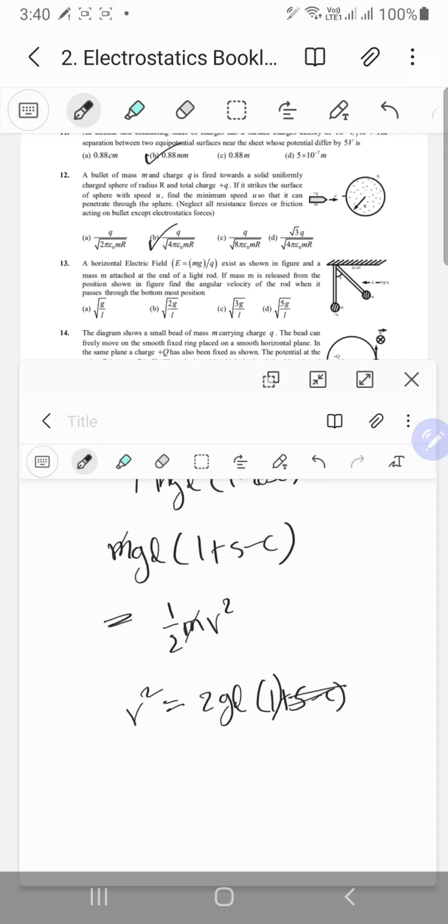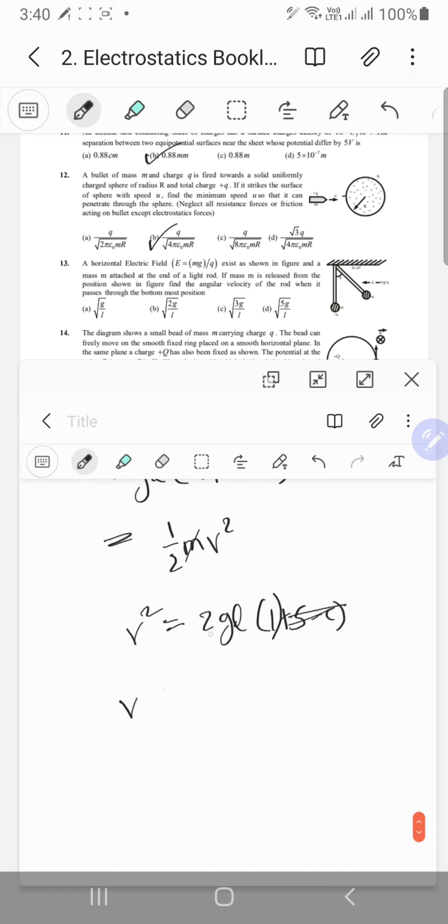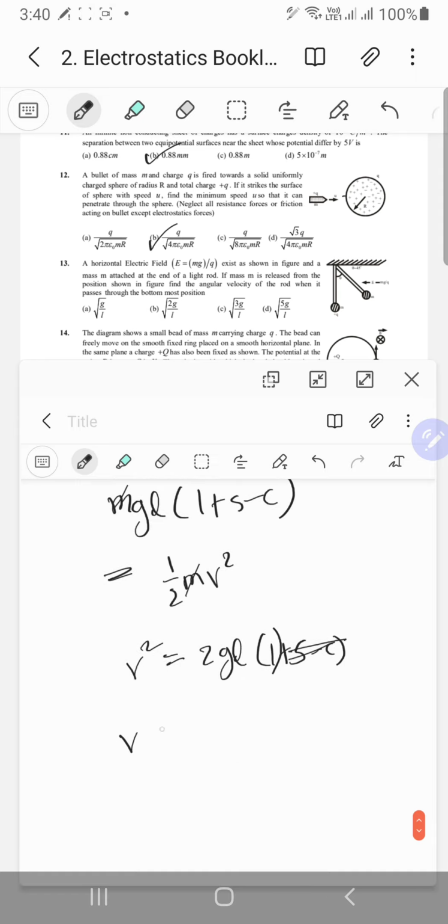M is released from the position shown in the figure. Find the angular velocity of the rod when it passes through the bottommost point. See, what kind of question is this? So v is just the square root of 2gL, so omega is the square root of 2g upon L. Easy as that. Next question.